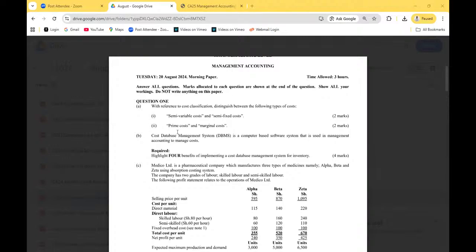Is it semi-variable or semi-fixed? That will be semi-fixed, the step-up cost. The step-up cost. So this is what we mean.